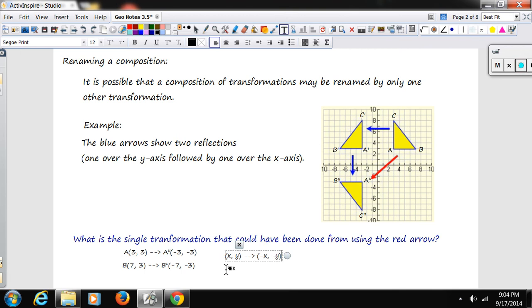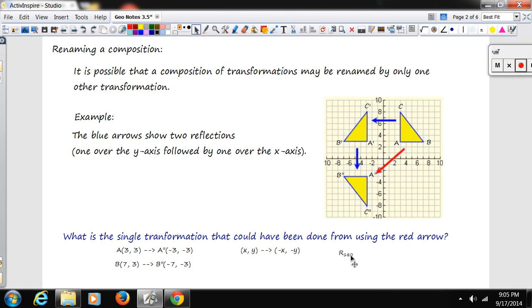But what would the actual translation or transformation have been? How could I get from here to here? Is it a translation? Do I slide this triangle down to here? Is it a rotation? Do I rotate it? Is it a reflection? Can I flip it? And I think actually two answers would work here. You could actually rotate it 180. So we could call it a rotation of 180 degrees. That's one possibility.